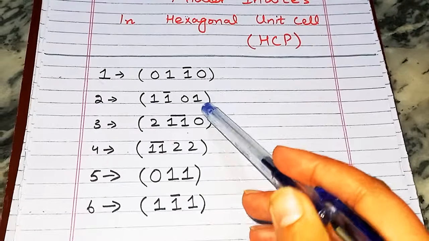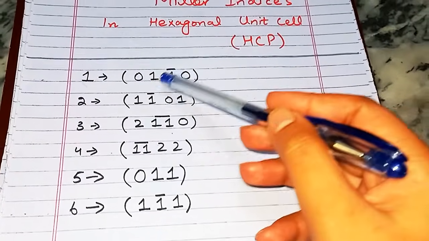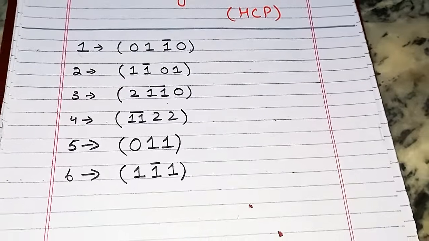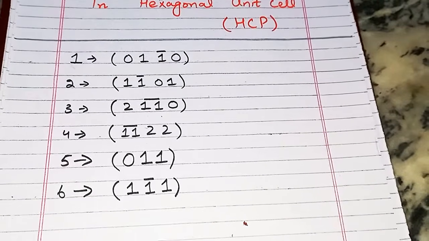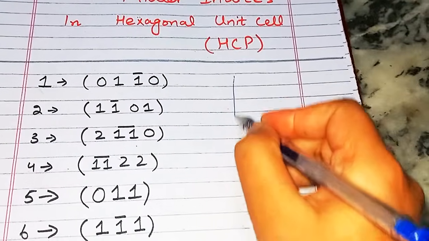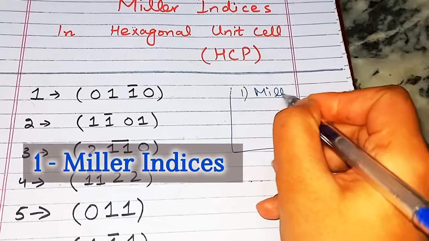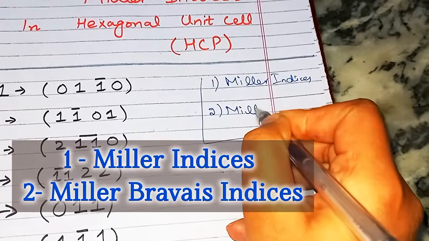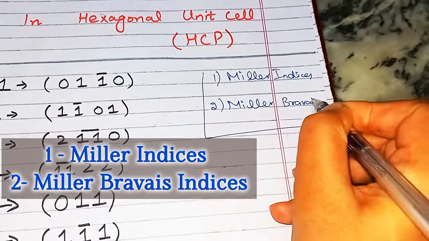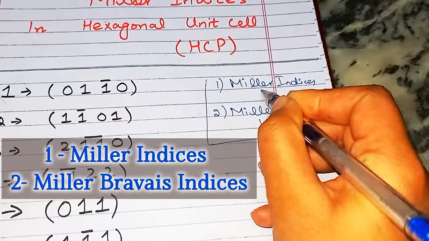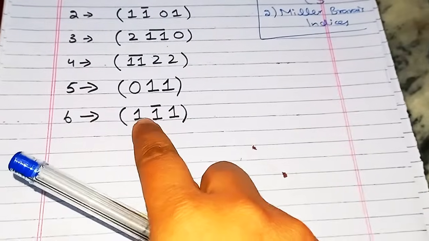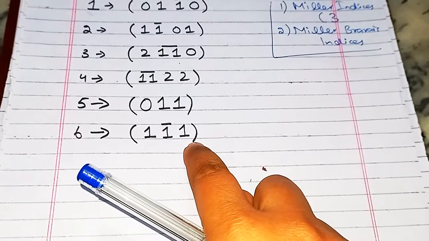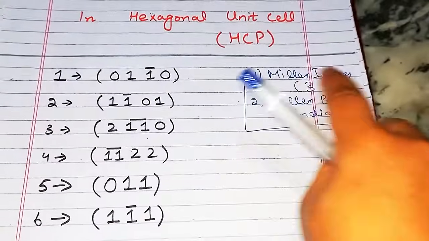Okay, we can see here that we have these four examples where there are four indices, and we have also those examples where we have three indices. So you must know that there are two types of index system in here. The first is Miller indices and the second is Miller-Bravais indices. Miller indices are actually three in number. For example, as we can see, this is first index, second index, and third index. So there are a total of three indices and they are called simply Miller indices.